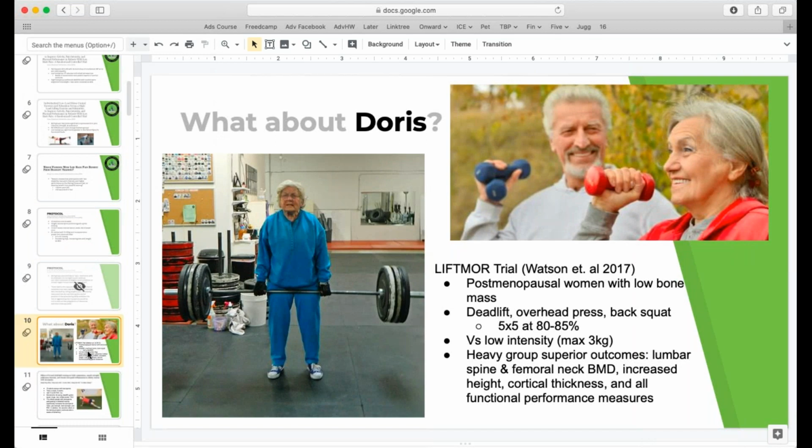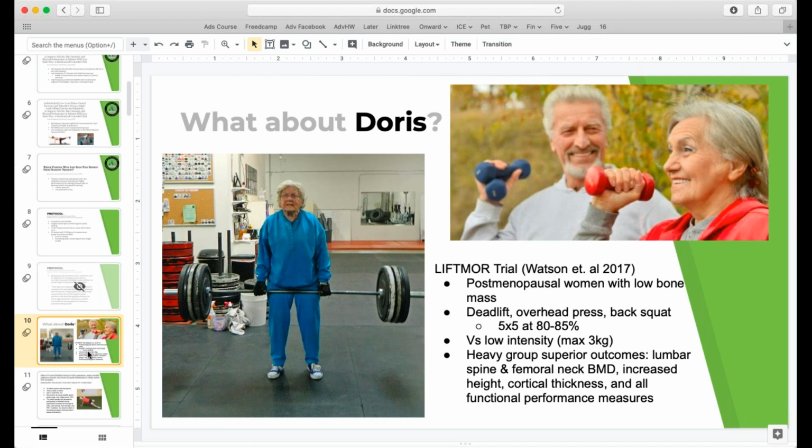This isn't just a fitness athlete thing. This is every patient that walks in our door needs to be understanding a little bit better how to perform a proper deadlift. This study is a great example of that. The Liftmore trials put out in 2017, where they took postmenopausal women with low bone mass. They had one group do deadlifts, overhead presses, and back squats 5x5 at 80 to 85% of their 1 rep max. So these women were getting after it here.